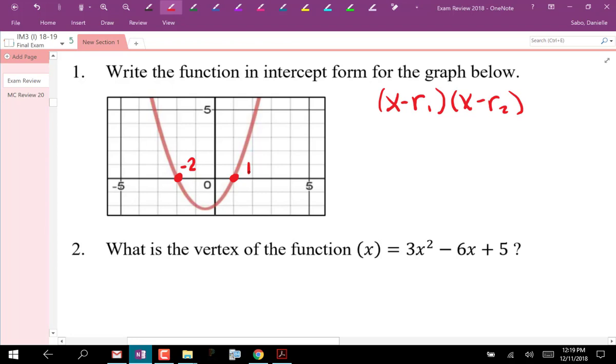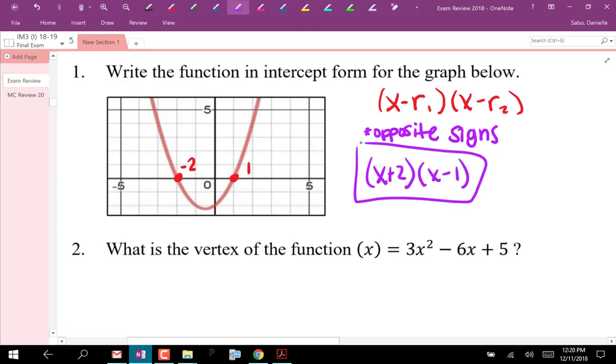Do you have questions on what a root is, why we said -2, and why we said 1? Okay, so if you notice, it's already negative, so it's always going to be opposite signs, and I'm just going to write a bunch of things just to help you study. So this is going to be opposite signs. So with that said, I would have x plus 2 and x minus 1 would be my answer.